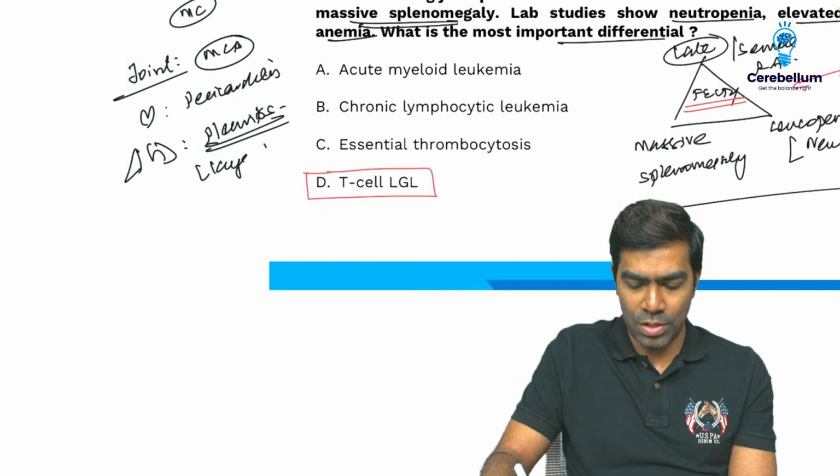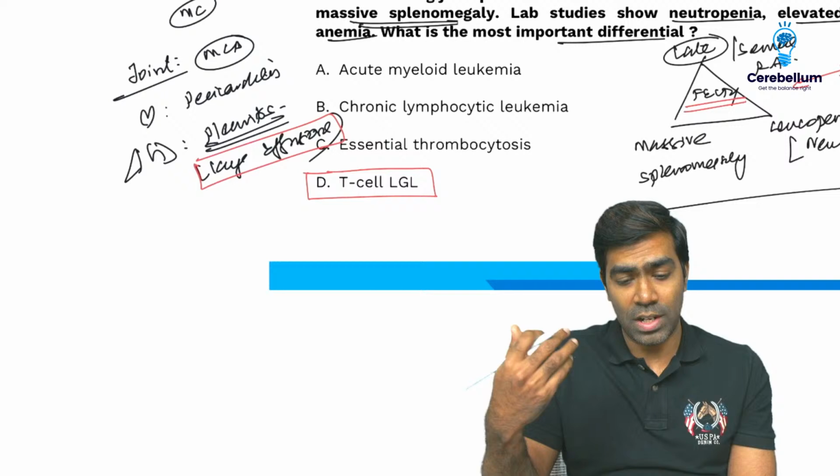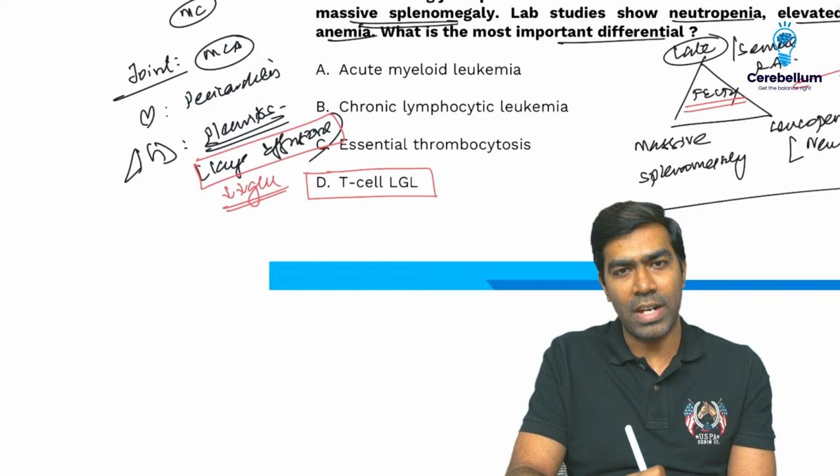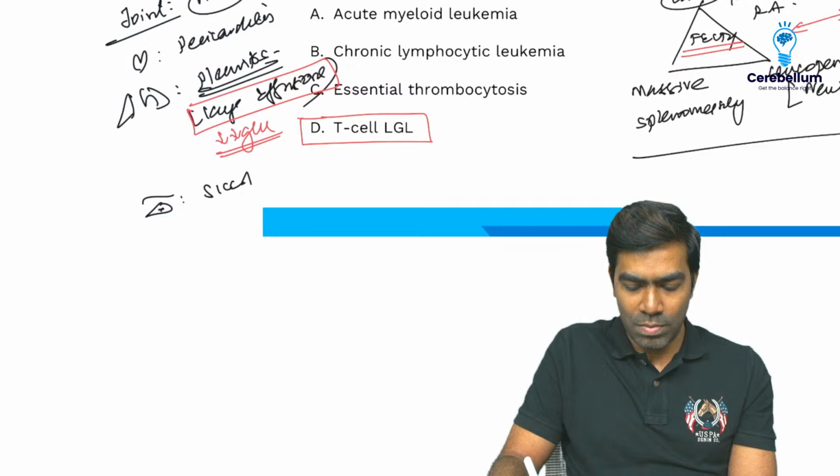And one of the classic findings in the large pleural effusion that are associated with rheumatoid arthritis is the fact that they're going to have very low glucose levels. So large pleural effusion with very low glucose levels. And the most common eye manifestation in rheumatoid arthritis is Sicca syndrome, keratoconjunctivitis sicca.